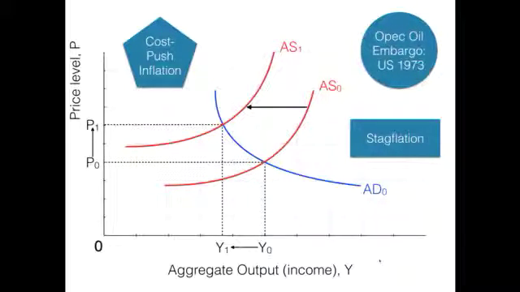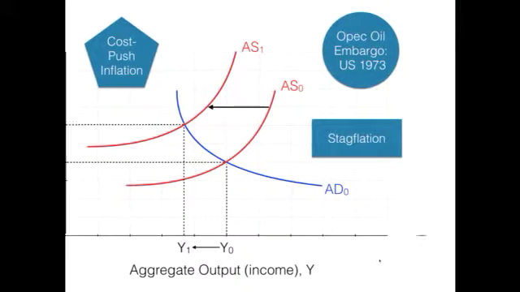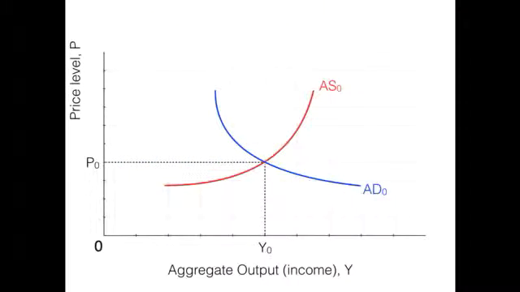Now we can also look at a shock from the demand side. Once again, we're going to start at an equilibrium in the macroeconomy where aggregate demand and aggregate supply intersect one another. This gives us an equilibrium price level and an equilibrium output/income level. Now we're going to look at a demand shock, and we're going to show the demand curve shifting to the right.